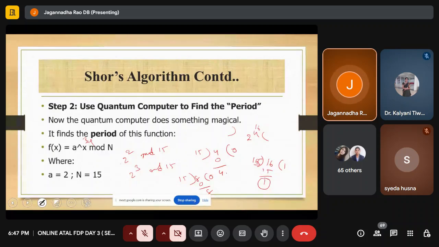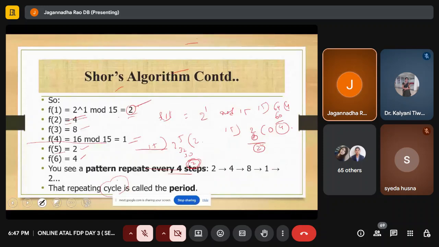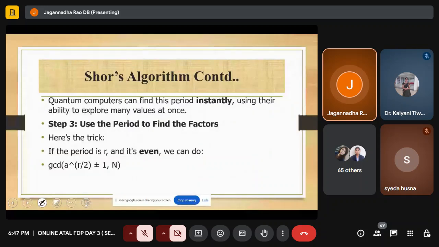When you go to a real-time application, it is 2048 bits or more, which is imaginary. Then you can take any number and easily get the answers. So this is called the period. Quantum computers can find the period instantly using their ability to explore many values at once. So use the period to find the factors.